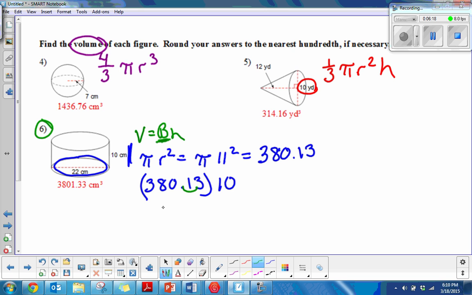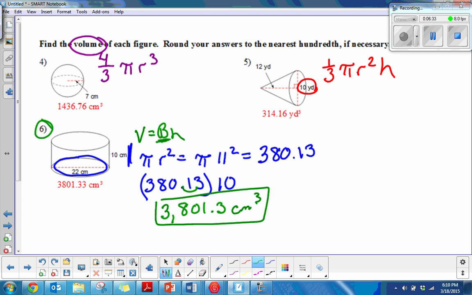So it really ends up being 3,801.3. And that's your volume. So it would be centimeters cubed. And you're done. I'll let you do the other two on your own.